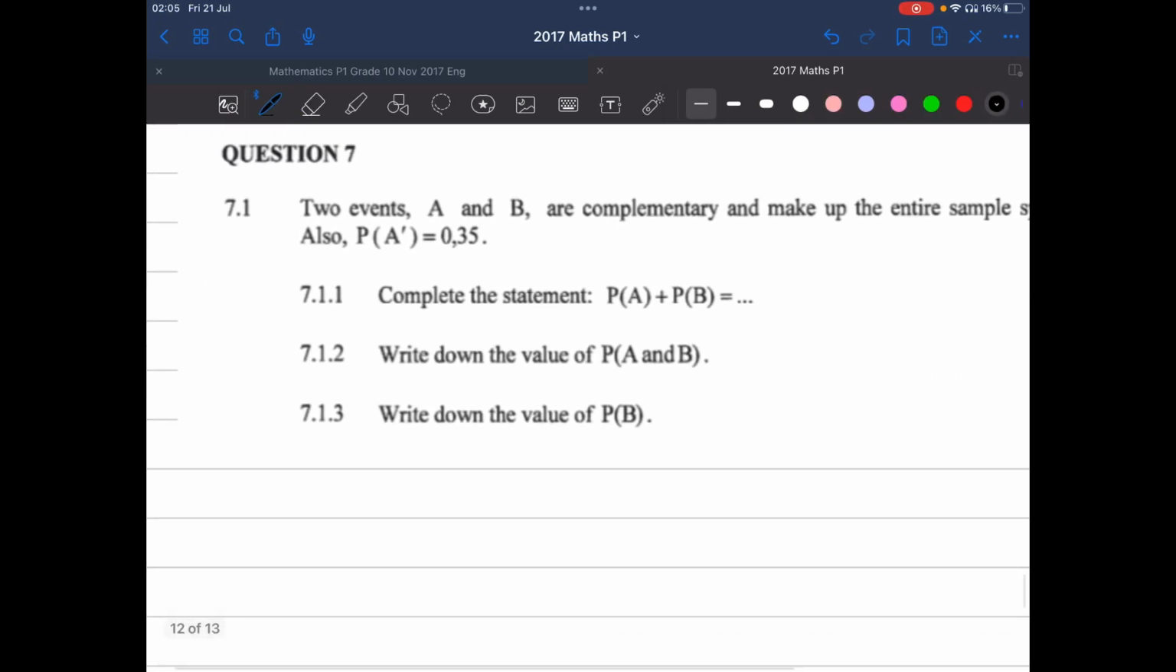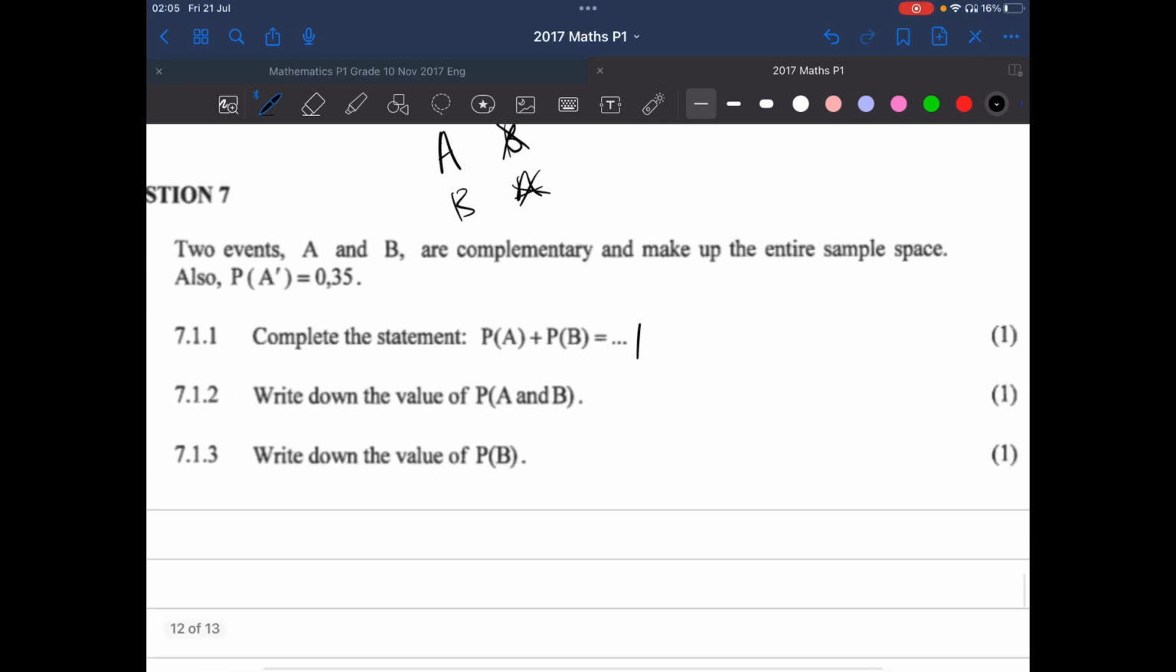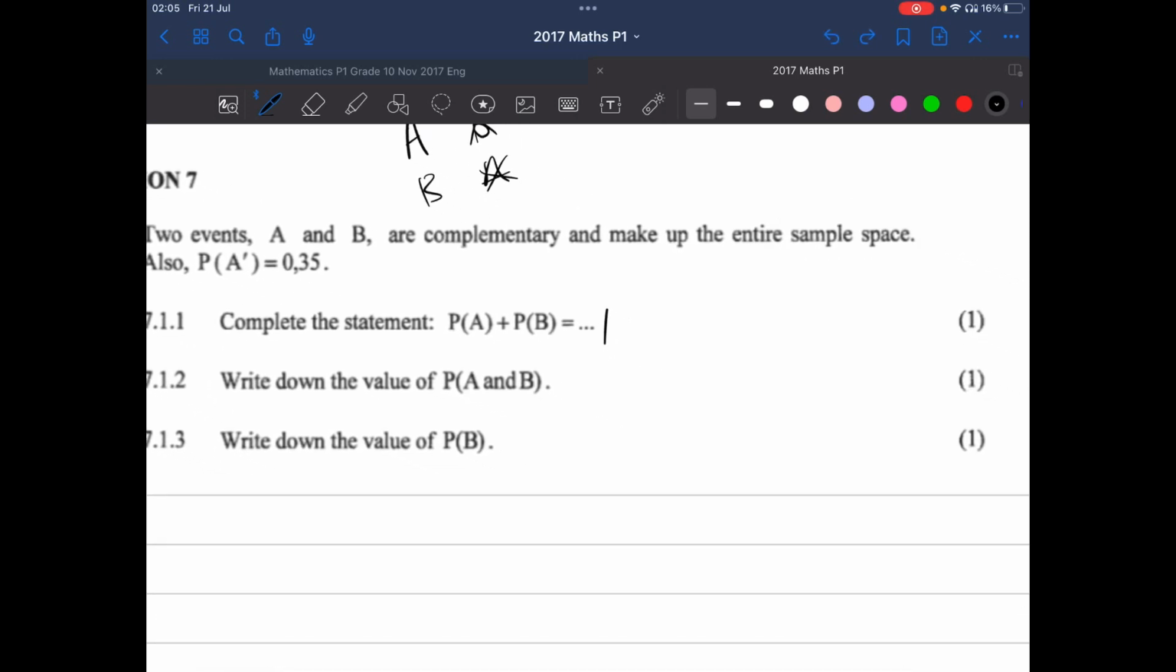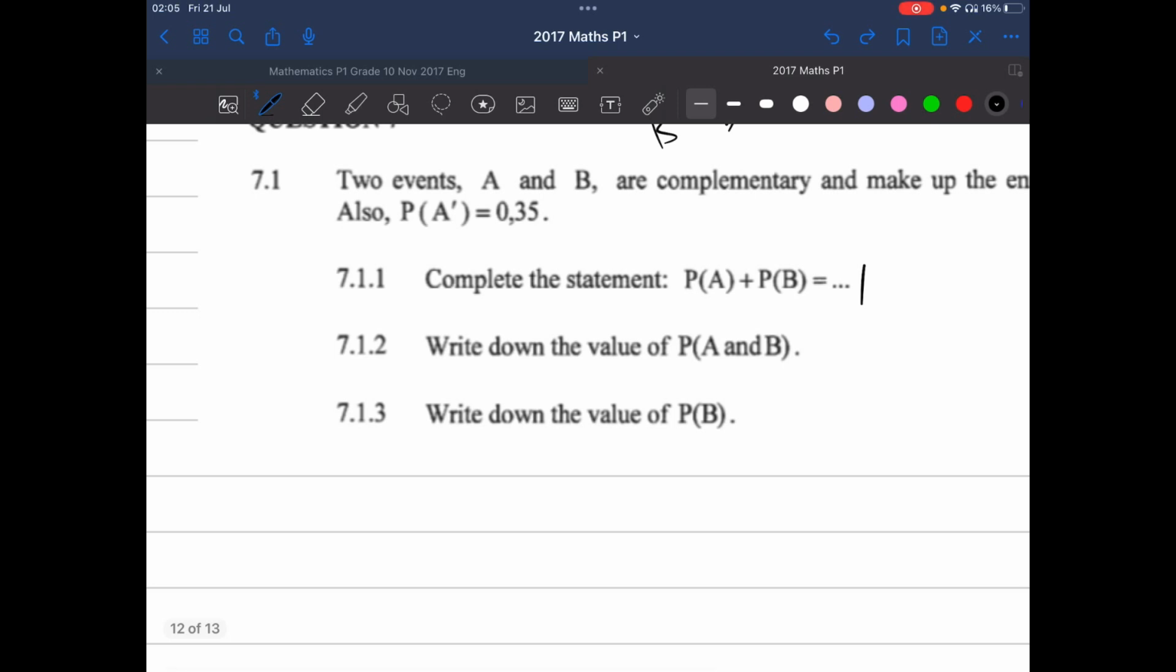7.1.1, complete the statement. The probability of A plus the probability of B equals 1. That's because, like I said, if you're doing A, you can't do B, and if you're doing B, you can't do A. But they also say that it makes up the entire sample size, so you only have two options. If you're doing A, you have to do A and not B, and if you're doing B, you have to do B and not A. There are no other options, so if you add the probabilities up, it's equal to 1.